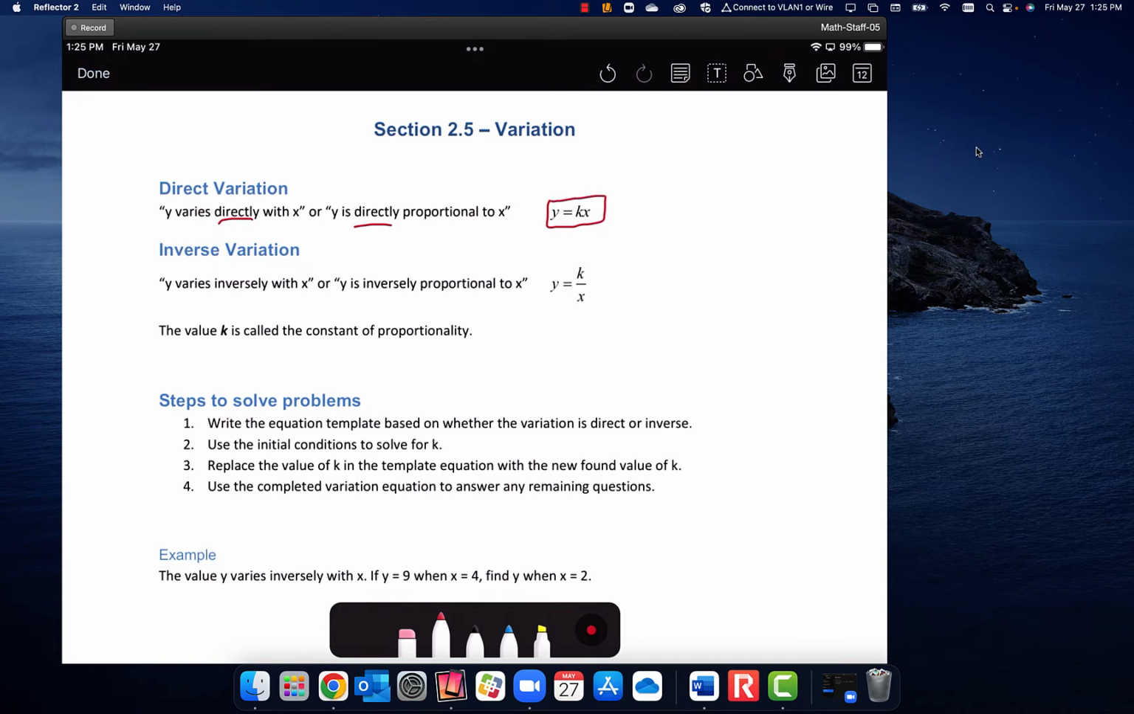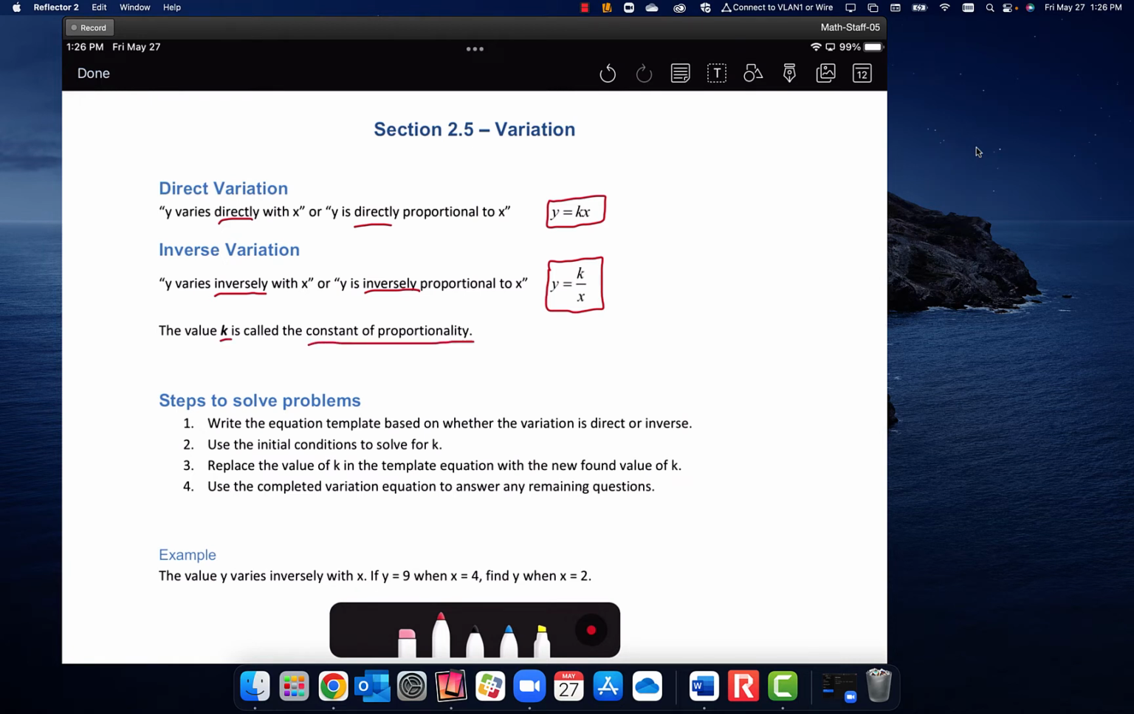With inverse variation, we're looking for phrases such as y varies inversely with x or y is inversely proportional to x. In either case, you're going to see the word inversely somewhere in the question that will indicate we're dealing with inverse variation. And in that case, we're dealing with the equation y equals k over x. In both direct variation and inverse variation, k is called the constant of proportionality.